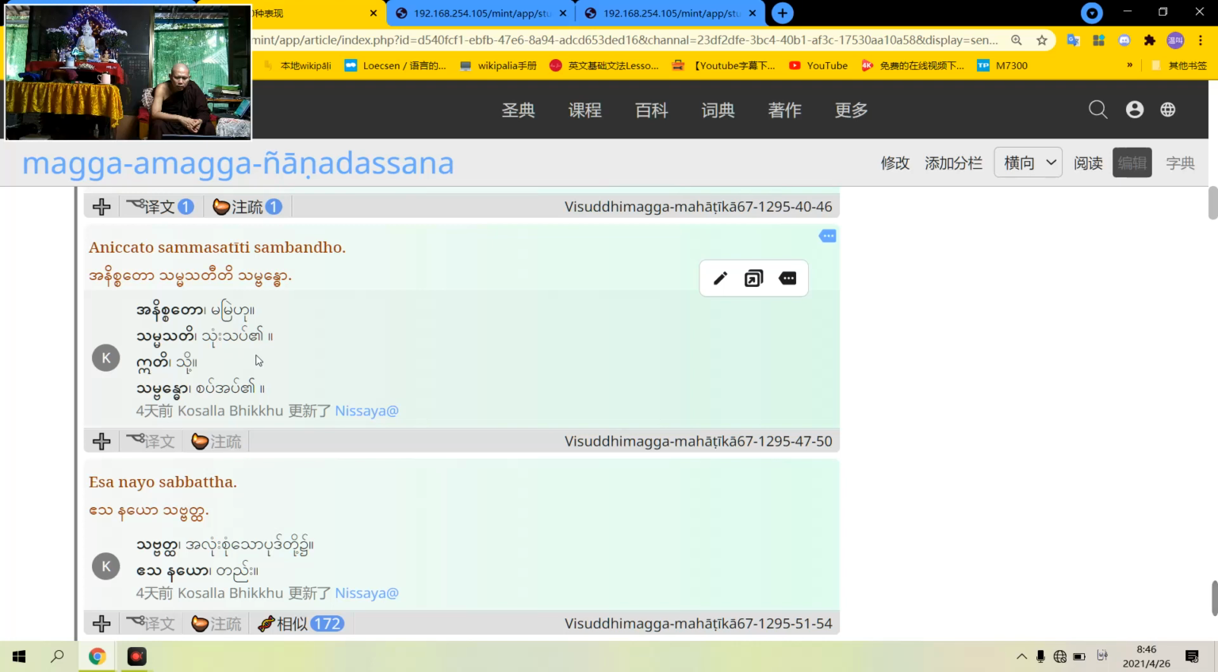So this anicca to is the worst grammar. What's the grammar? To is the ablative case. This to is indeclinable. This is a suffix to, like Gamato, Nagarato, from the town, from the village. This to is mostly an ablative case.